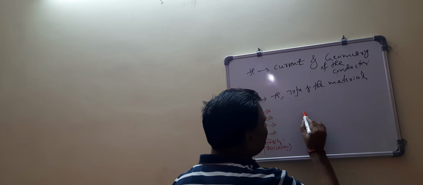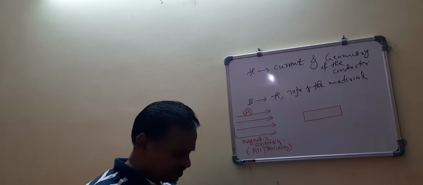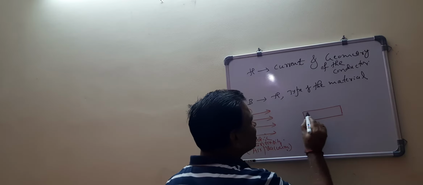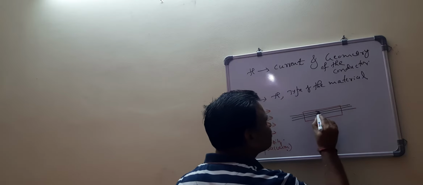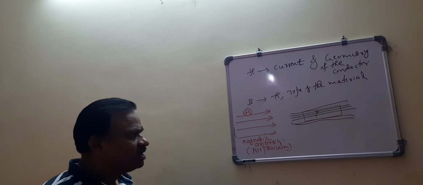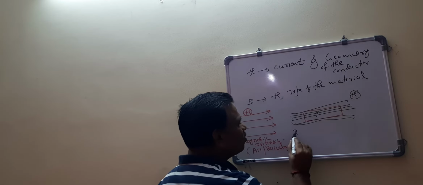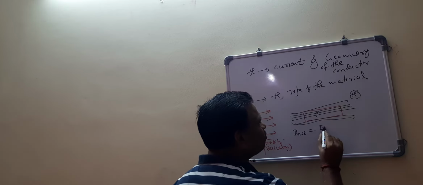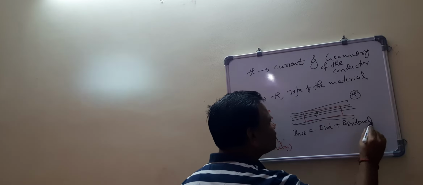Now I will consider one material, cobalt or nickel, iron, any material you consider. When this material is placed here, then a magnetic field will be there inside. Here you see, one is H. Here B total, or B net, equals B internal plus B external.